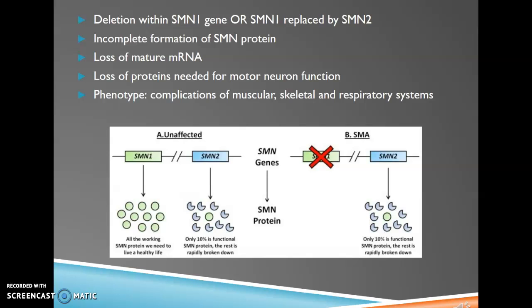People who do have spinal muscular atrophy don't have any SMN1 genes, so none of that protein is coming from the SMN1 gene. The only SMN protein that they have is coming from the SMN2 gene, which only makes about 10% functional protein.